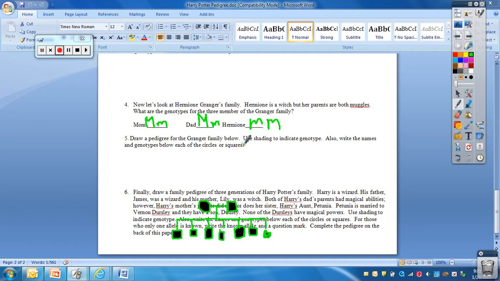Draw a pedigree for the Granger family below. I guess I should erase this. For whatever reason, it's not erasing. All right, draw a pedigree for the Granger family below. So that would be mom, dad, Hermione. Mom is half shaded. Dad is half shaded. Hermione is fully shaded. All right, clear the screen.